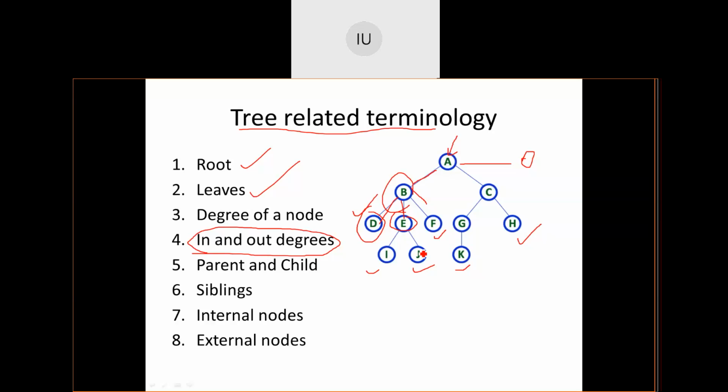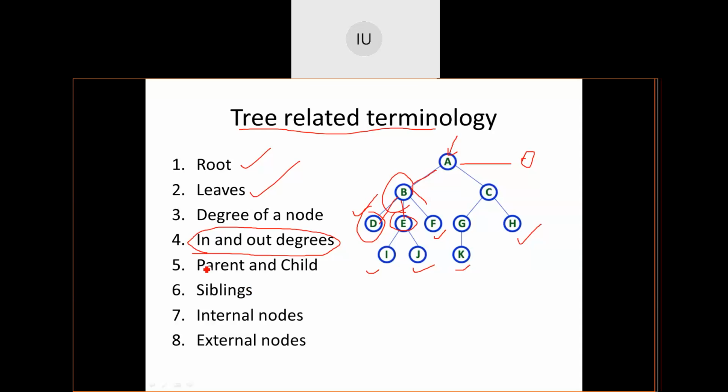Yeah. So now tell me, which is the parent node of J? E, which is the parent node of F. Okay. What all are the children of C? G and H. Correct. Now, if I ask you, tell me the siblings of F.